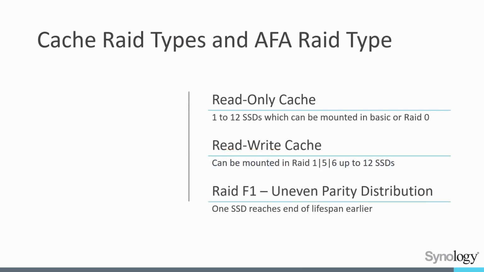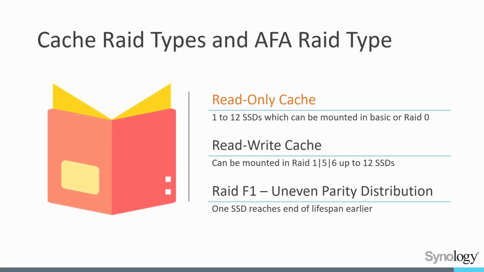So let's talk about the different cache RAID types and all flash array RAID types here. So the first one is the read-only cache. This is going to be something that you can create with 1 to 12 SSDs, and they can be mounted in either a basic or a RAID 0 configuration. So a lot of people will use this for document servers and that kind of thing, where they're just viewing the data. So it'll increase the performance of getting and reading files.